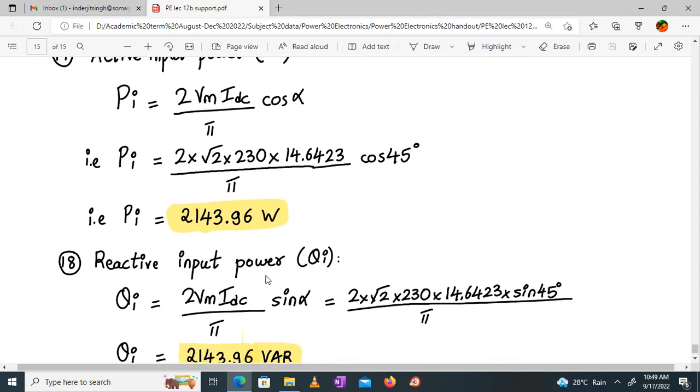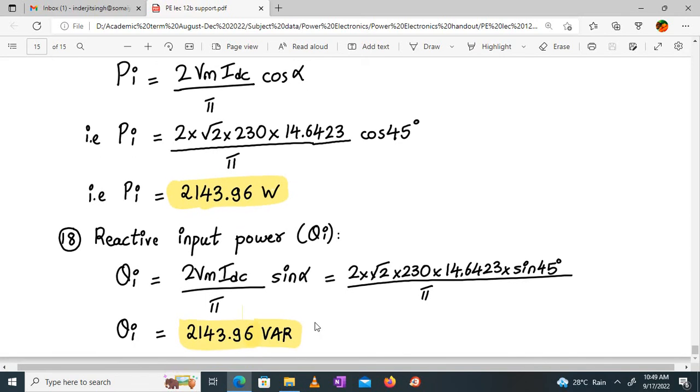Now we'll similarly find the reactive power. Reactive power will be 2 Vm IDC into sine alpha divided by pi. So sine alpha here will be sine 45, which you can calculate in the calculator and substitute all the other values, and the value comes out to be similar to the active power. So the reactive input power is coming out to be 2143.96 VAR. That's the unit of reactive input power.